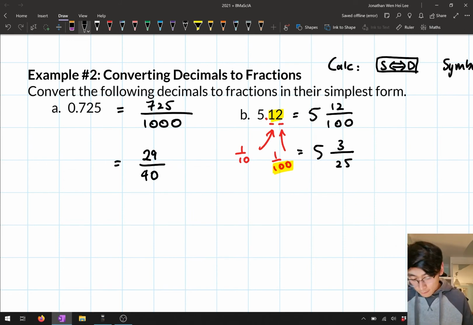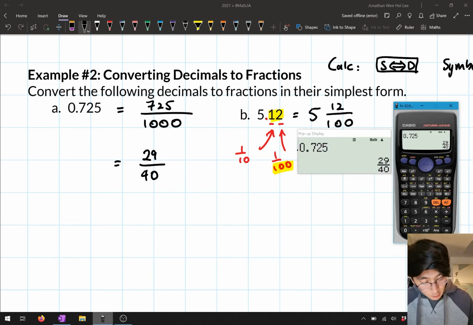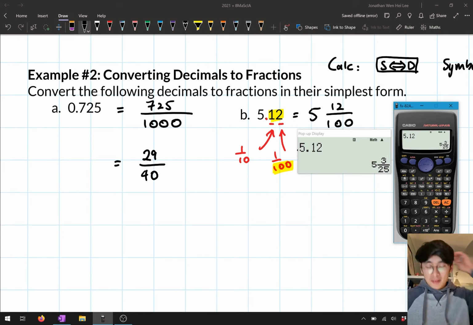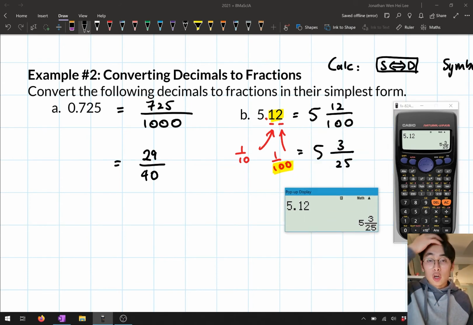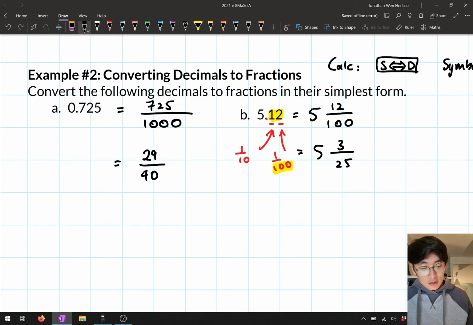So let's just check that we have this. Now here, I've got 5.12. I'm going to write this in S to D. Now here, they've actually written it as an improper fraction. That's okay. I can just change it to a mixed numeral like that. And so there we go. We've actually converted our decimal to a fraction. Okay. So that is how we convert from decimals to fractions.